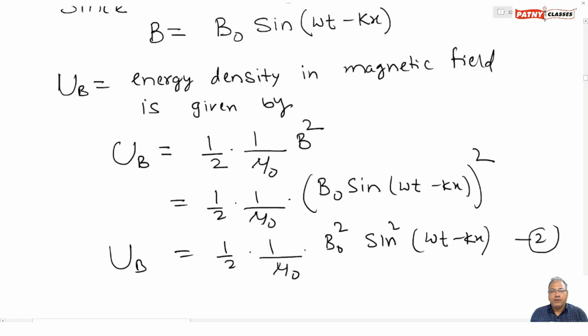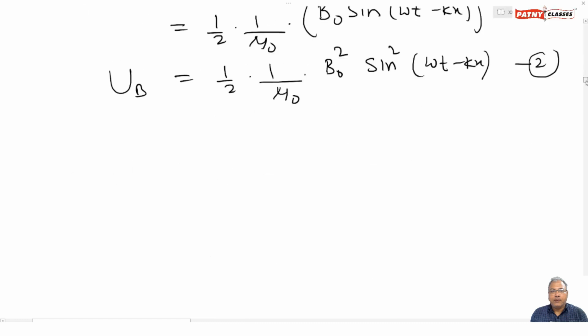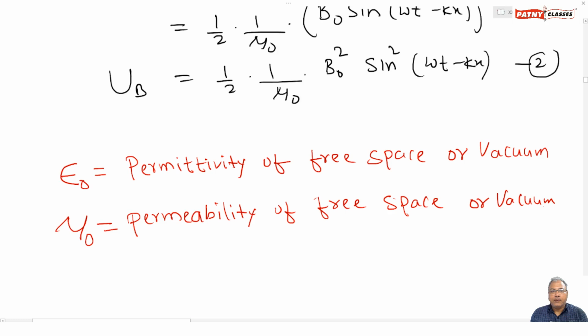Here I would like to clear up one more thing. Both these equations, equation 1 and equation 2, are valid in vacuum or free space. Why? Because we have utilized here the permittivity epsilon naught, that is valid for free space or vacuum, and the permeability mu naught, that is also valid for free space or vacuum. Therefore, here we obtained UE and UB. Both equations are valid as long as the electromagnetic wave is traveling in free space or in vacuum.